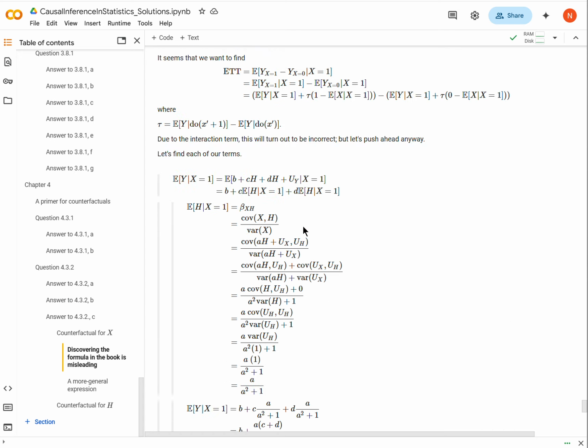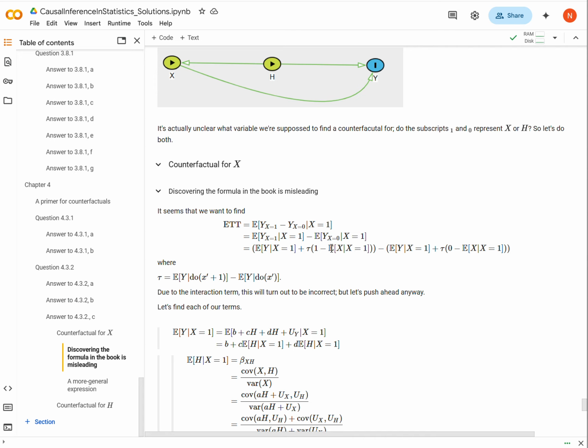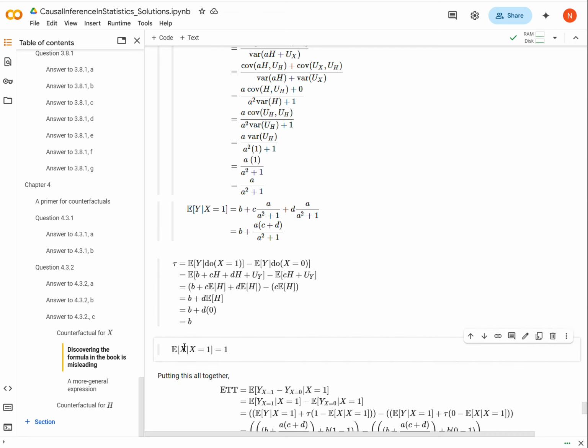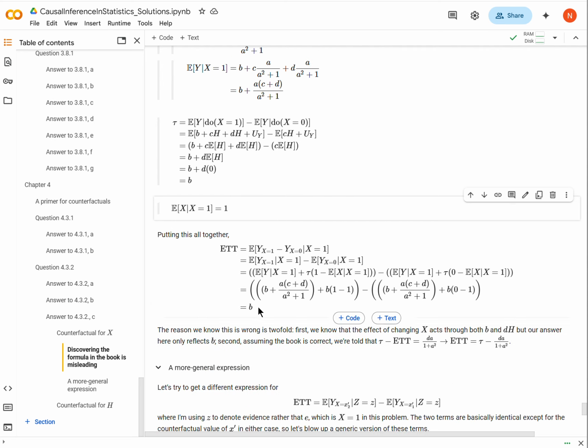Okay. And then I think finally we need the expected value of x given x equals 1. Well, of course, that's just 1, right? The expected value of x given x equals 1 is 1. Okay. So now we put all that together and we come out with this right here. We get b.